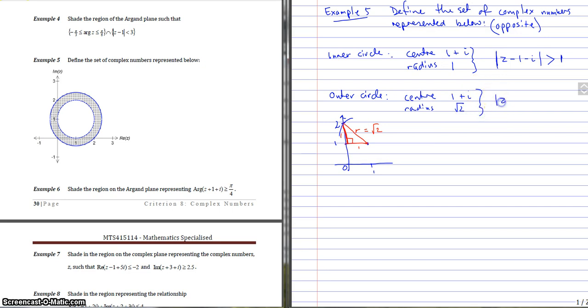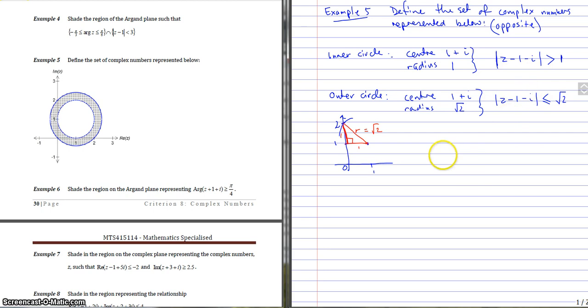which means we can write this one in the same way, |z − 1 − i| in absolute value symbols. Now it is less than, because it is inside that larger circle, but it also is going to be equal to, because it's a solid curve. So that's less than or equal to the square root of 2. So with this region here, it's both of these holding simultaneously.